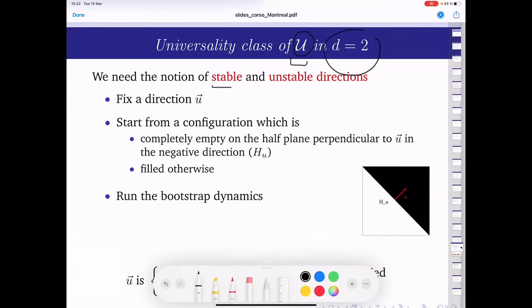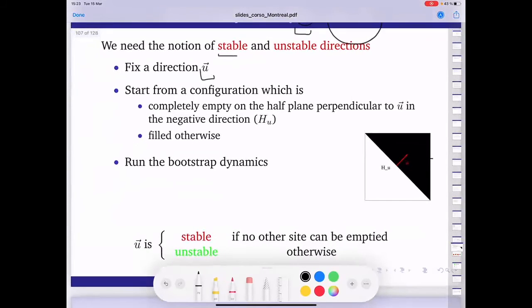So now that you give me the constraint, the first question that I look at is: if I fix a direction U here on the plane, and start from a configuration which is completely filled on the half plane perpendicular to this direction, in the negative direction, and completely empty otherwise, whether by running the bootstrap dynamics, the deterministic dynamics, on this configuration, the configuration is stable in the sense that none of the sites can be empty.